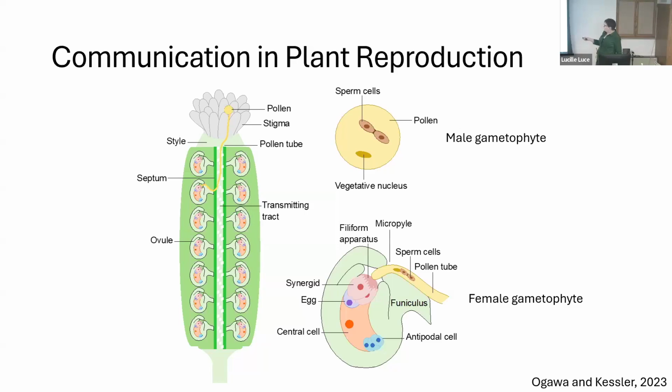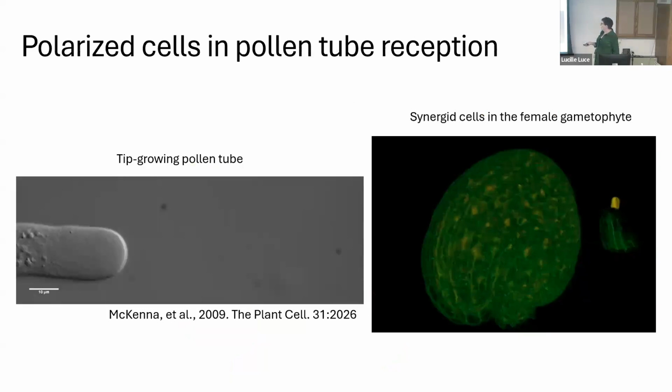The pollen's whole purpose in life is to carry the 2 sperm cells to the female gametophyte so that double fertilization can occur to make the embryo and the endosperm. The female gametophyte also has these specialized cells called synergids, and synergids are my favorite cells. They're haploid cells. They're not gametes, but they're in charge of telling the pollen tube what to do when it reaches its target.